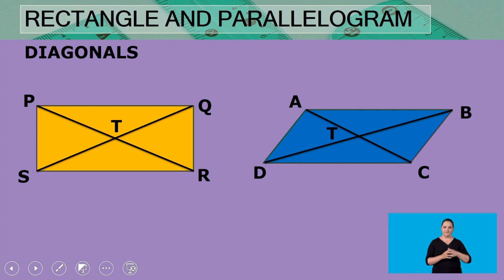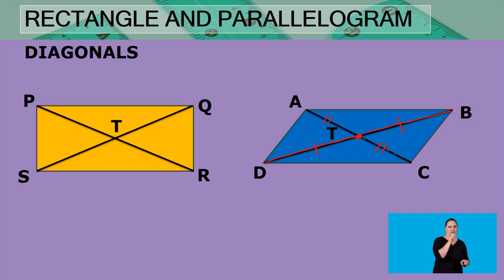What about the diagonals? Now, when it comes to the diagonals of a parallelogram, we know that they bisect each other. So there where they meet at T, we know that DT will be equal to BT. And we know that AT will be equal to CT. So that is absolutely true with a rectangle as well.